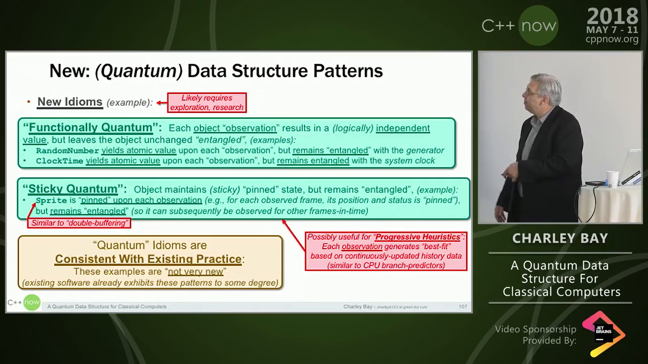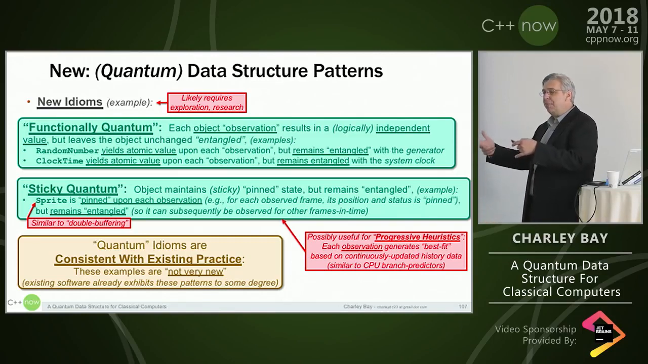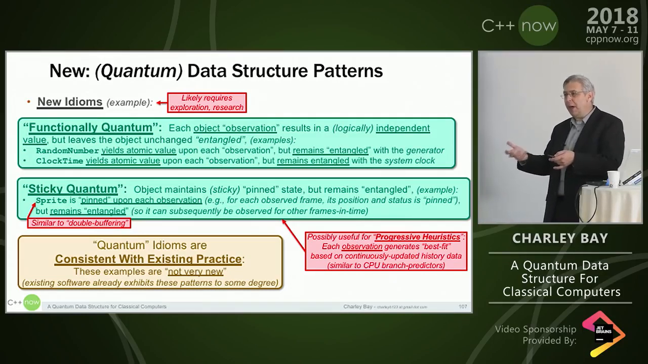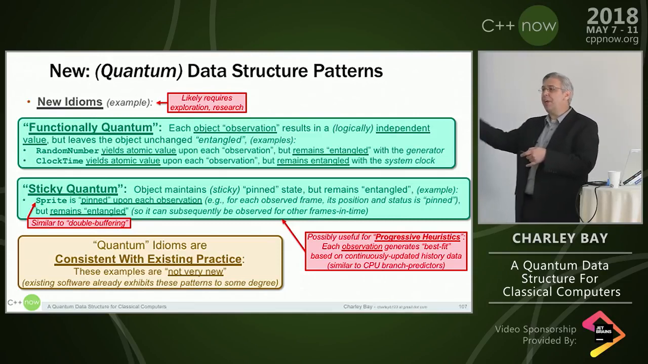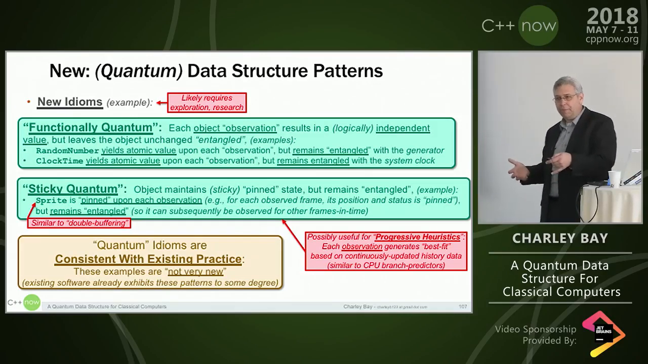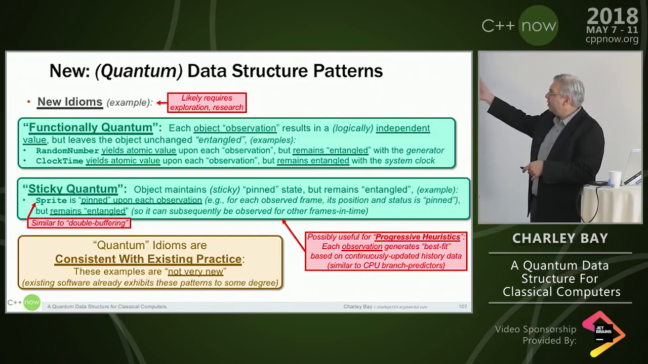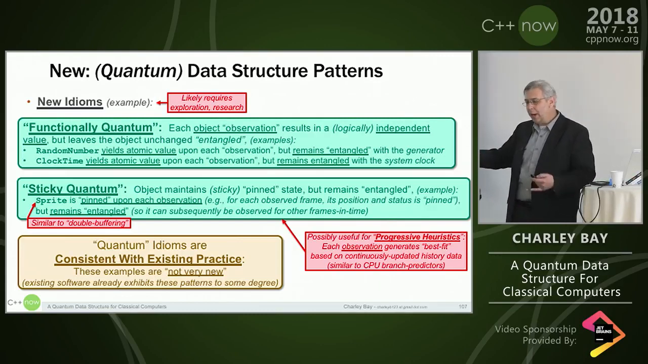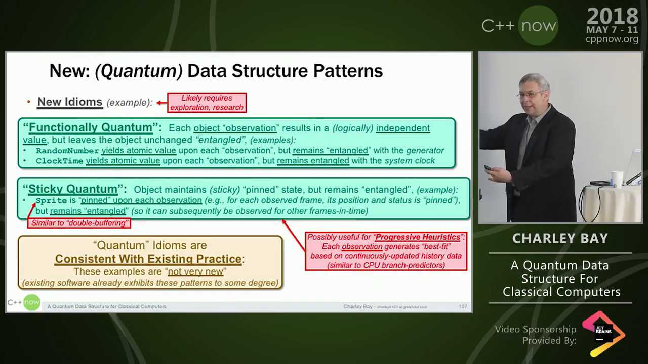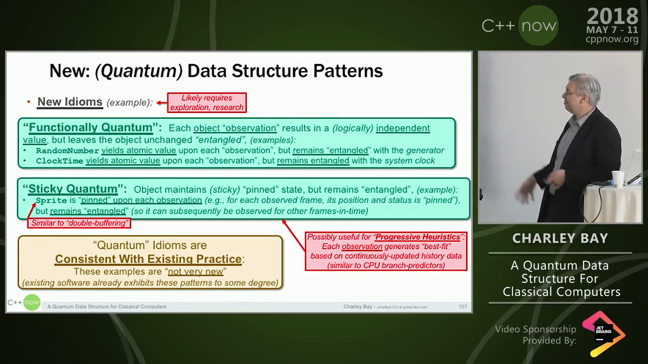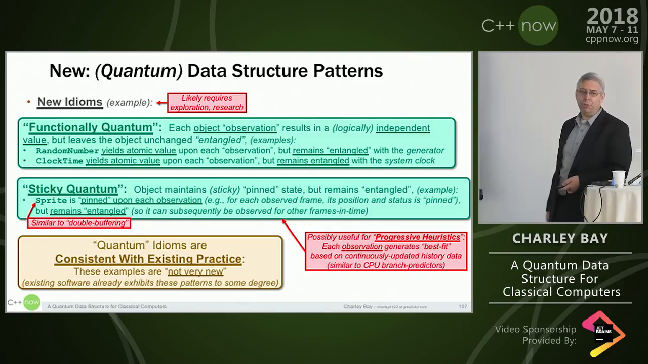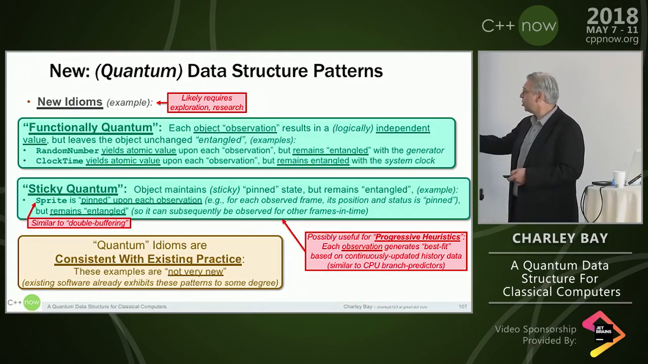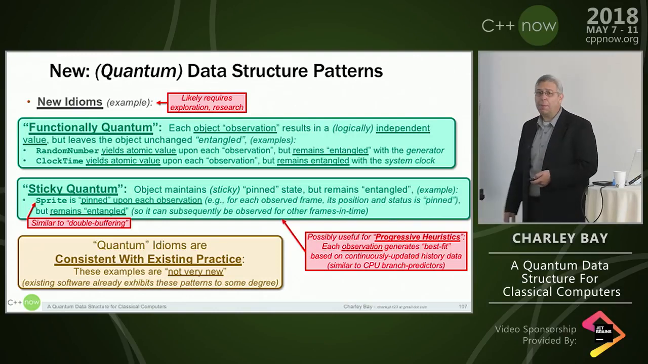Functionally quantum, maybe every observation of the system clock might yield me a unique value, but I still want it marching forward. Every observation of the random number generator might yield me a unique value, but I want to march forward. And well, we kind of have that now, this sticky quantum, really that's like double buffering or triple buffering, where I kind of want to pin a value, but I still want it to be entangled with all the other things to update the sprite motion on the screen. So this is what we're doing now. These aren't really very new things. This is not surprising. It's consistent with existing practice, and it might be useful.